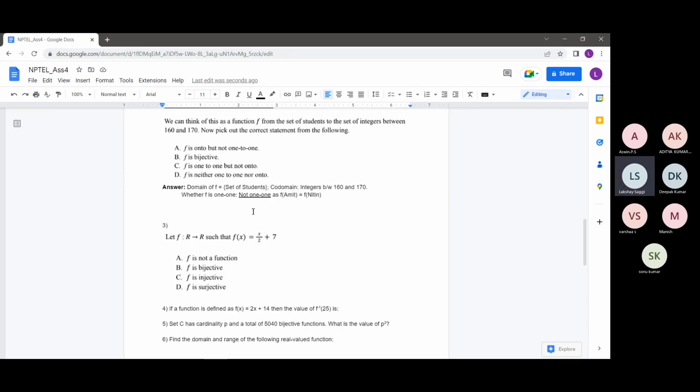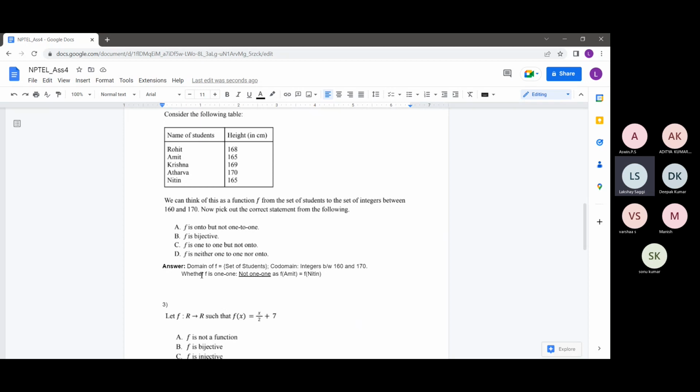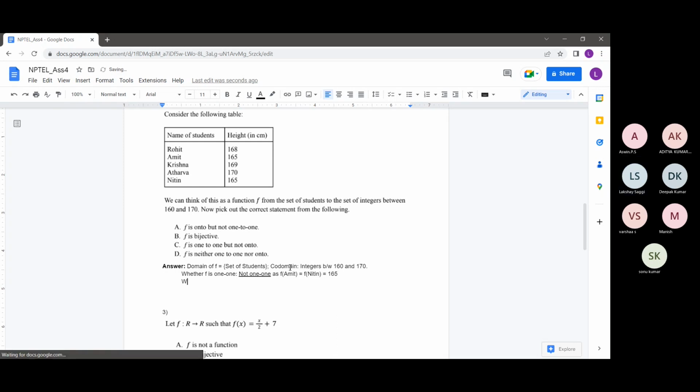Okay, so to answer whether f is one-one, I just said that f is not one-one as f of Amit and f of Nitin are both 165. And this example is enough as a proof that this function is not one-one.